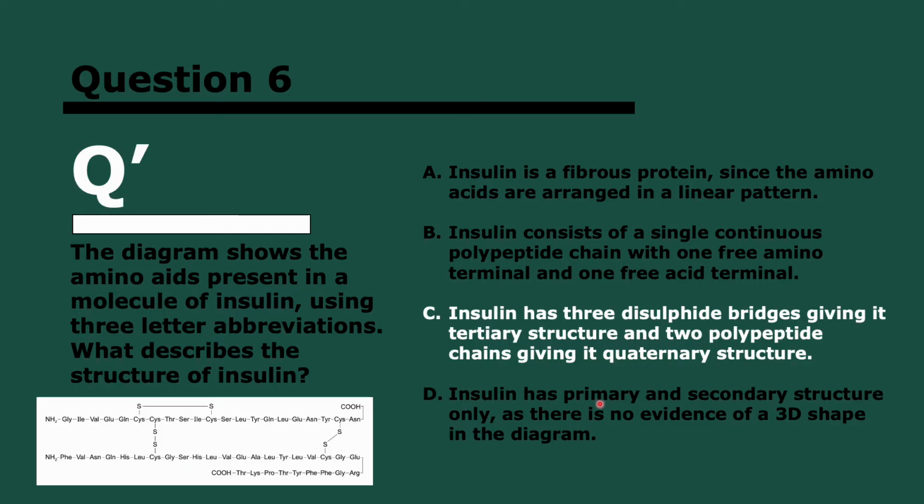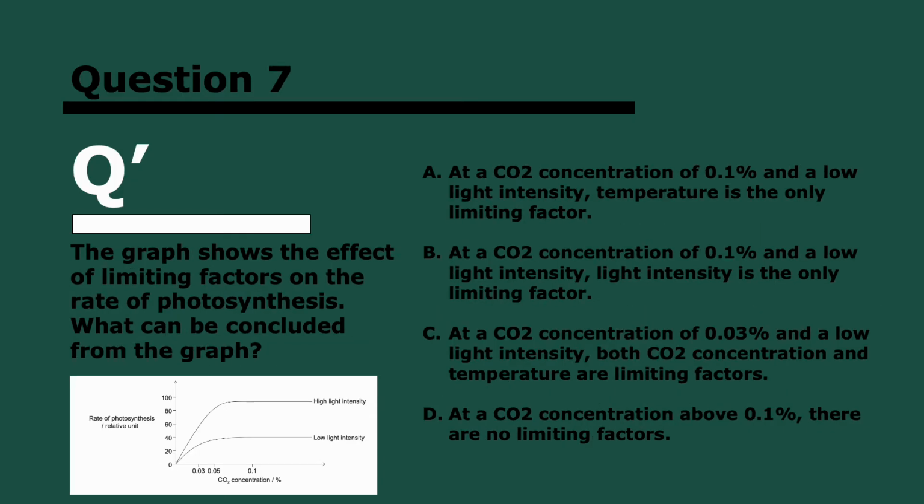And D, there is no evidence of a 3D shape in the diagram, so it has primary and secondary structure only. Just because the diagram doesn't show it doesn't mean it doesn't happen, right? So I think that's quite straightforward. Again, if you have any questions about any of these things, let me know in the comments and I'll do my best to resolve. Question 7.